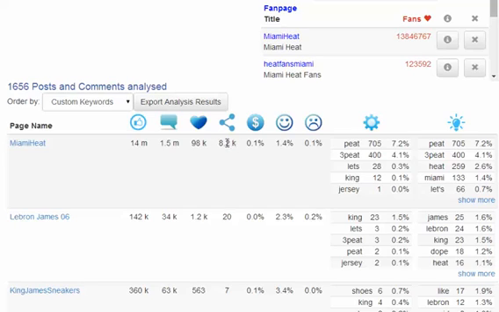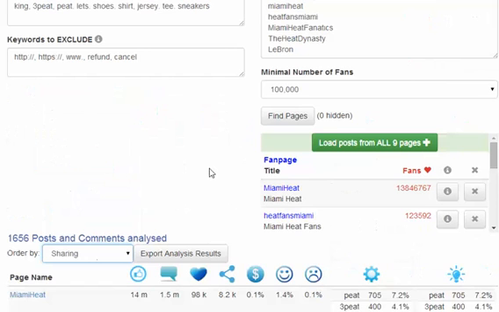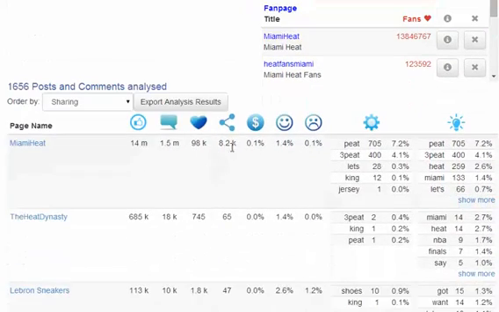That's particularly important because we want a page where we're going to advertise to those people, and they're going to tag their friends in the comments on our post. They're going to share it, and they're basically going to give us free traffic. So the higher the share number is, the better we're going to do when it comes to advertising. And if I click over to sharing, you'll see that the Miami Heat page is also highest in terms of sharing, which is very, very cool.